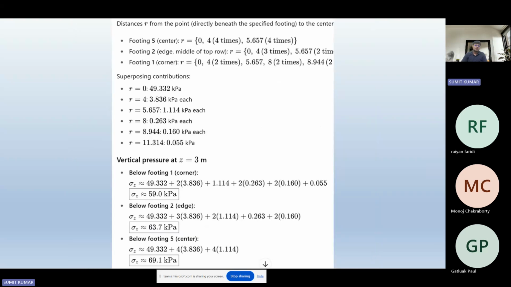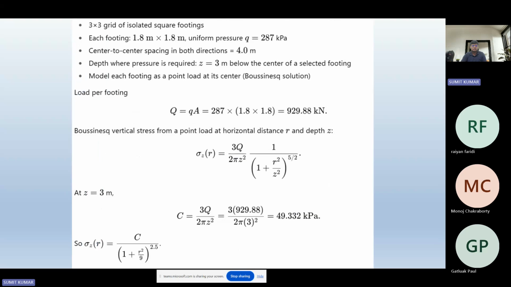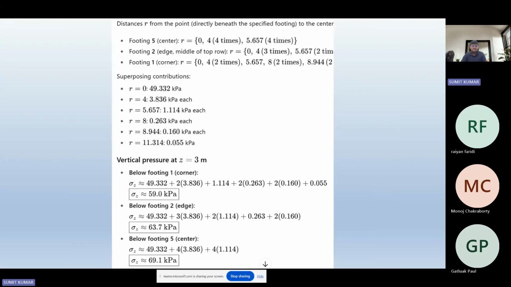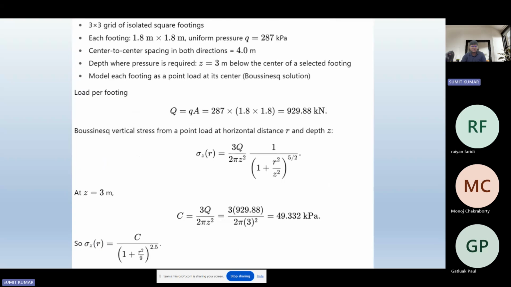Now for footing 5 meter center, the value gets varied, the different r value is calculated, and below the footing corner, the sigma z is calculated as 59. Below the footing 2, which is calculated as 63.7 and 69.1. Basically the concept you understood. This slide you don't give too much importance, but if you calculate confidently, you would get the value for the respective questions.